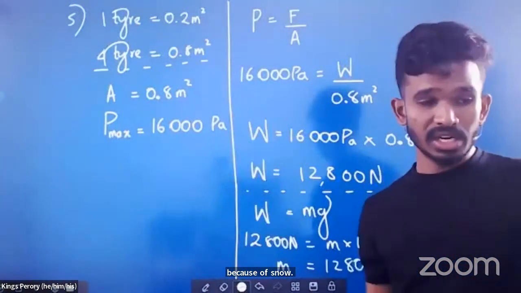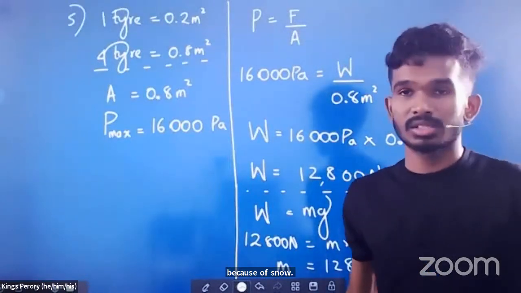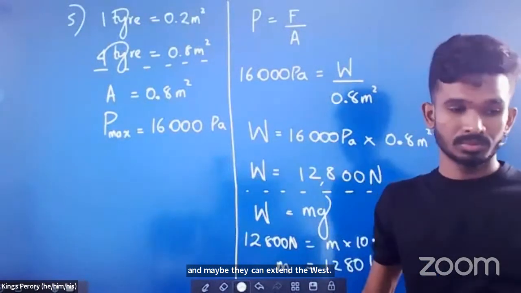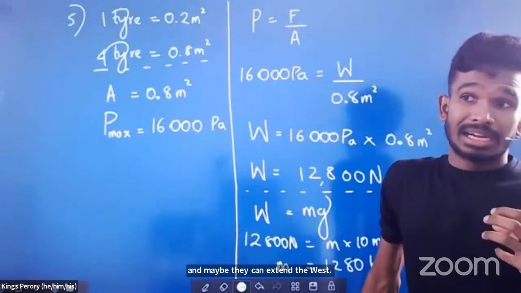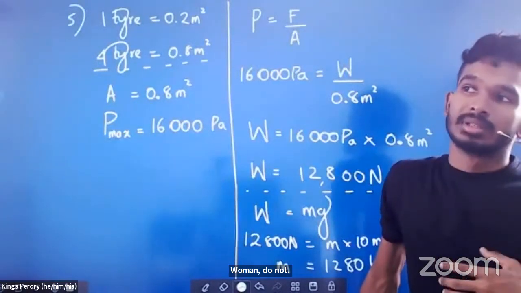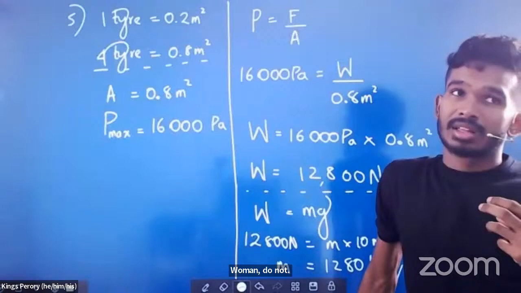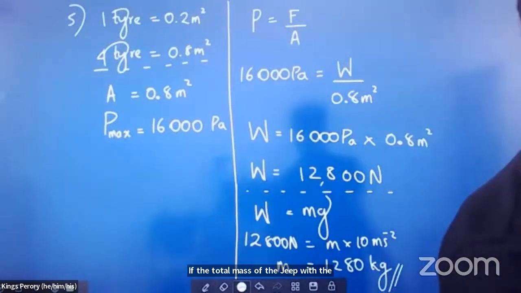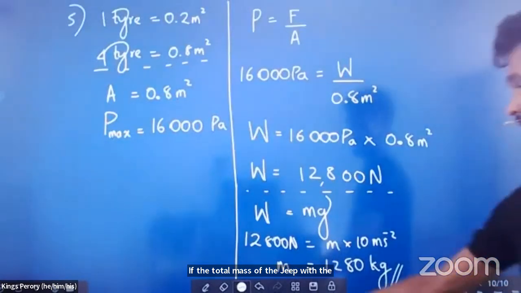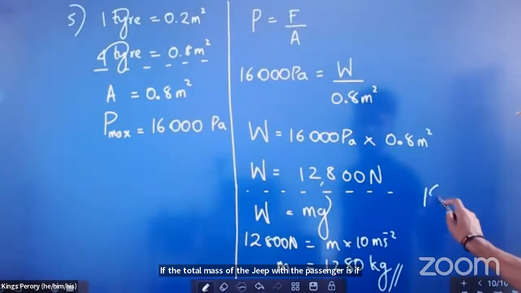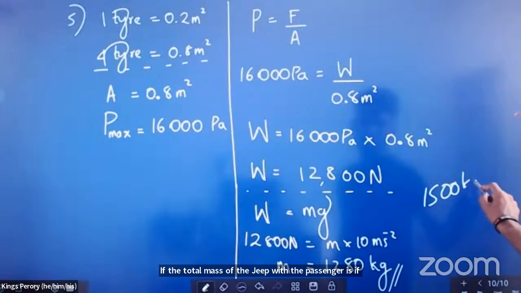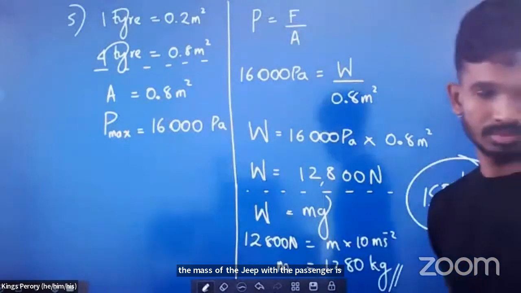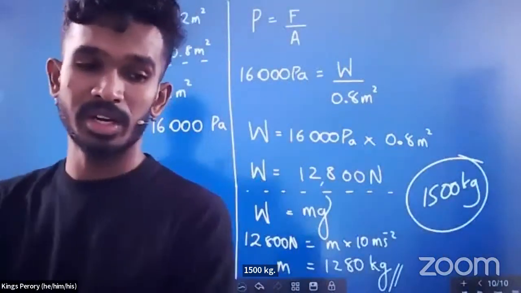Maybe they can extend the question. I'll extend the question and ask. Roman 2 now. If the total mass of the jeep with the passenger is 1,500 kg, what will happen to the jeep when it is moving in the clay soil?